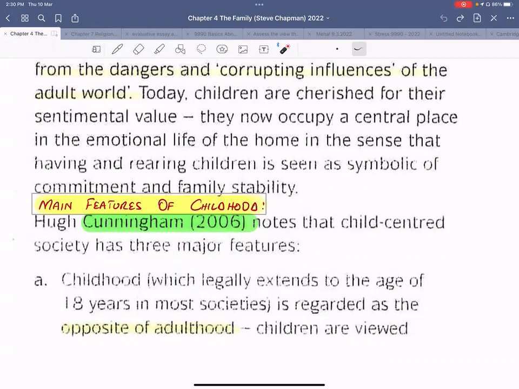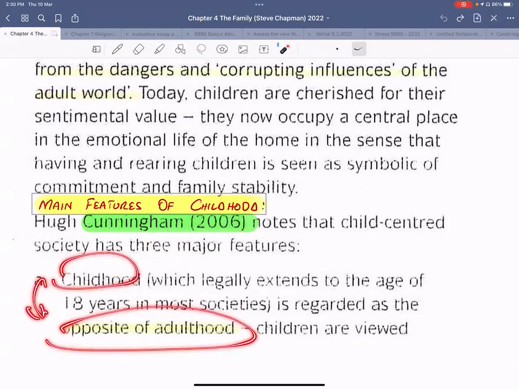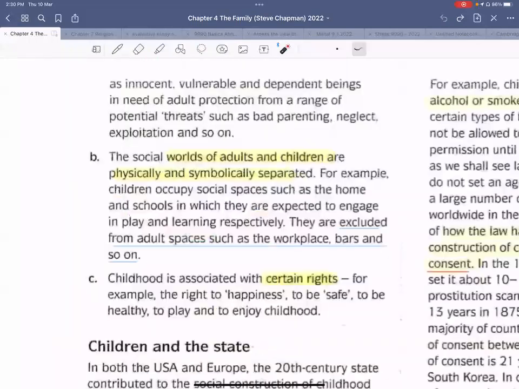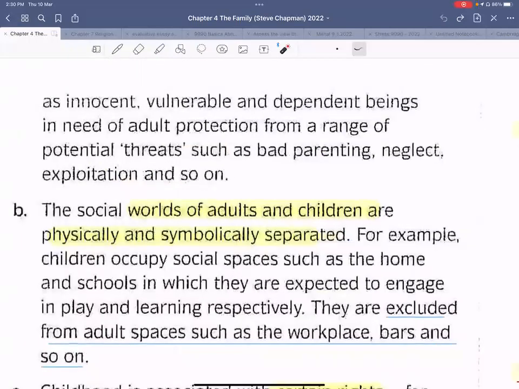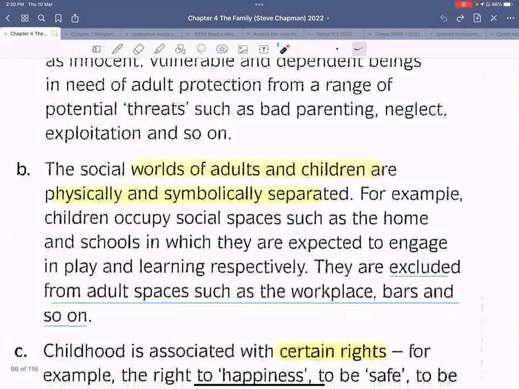Clear here? Now, with childhood being considered the opposite of adulthood, children are viewed as innocent, vulnerable, and dependent beings in need of adult protection from a range of potential threats such as bad parenting, neglect, exploitation, and so on. Number two, the social worlds of adults and children are physically and symbolically separated. For instance, there are certain places where children are not allowed to have access. For instance, workplace के अंदर आप नहीं expect करते बच्चे जाएंगे, bars के अंदर, so on and so forth.